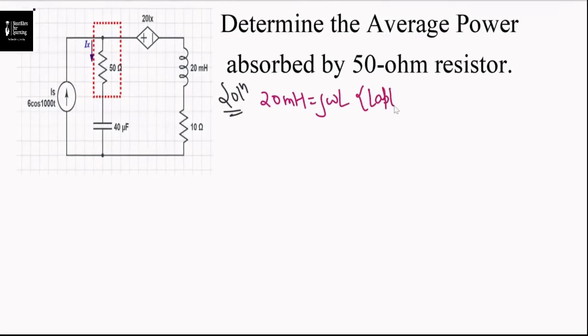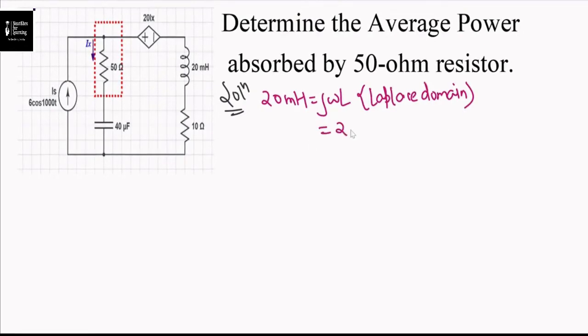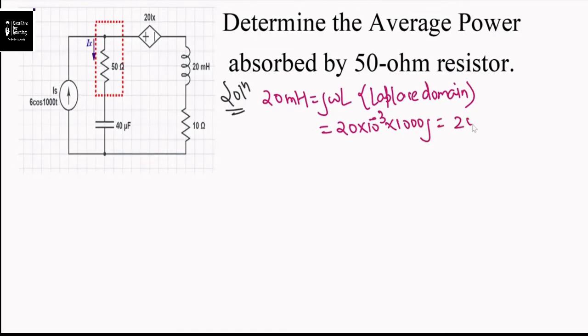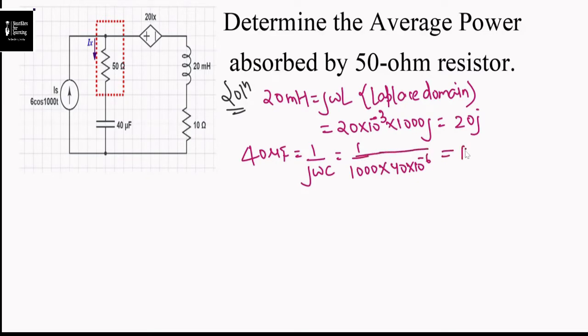So the 20 milli Henry inductor is equal to j omega L, where omega is the frequency whose value is given as 1000. On solving this, we get 20 milli Henry is equal to 20 J. Similarly, we can write for the capacitor. On solving this, we can get minus 25 J. Here J will go in the numerator, so it comes.